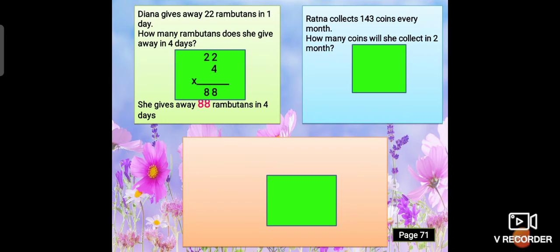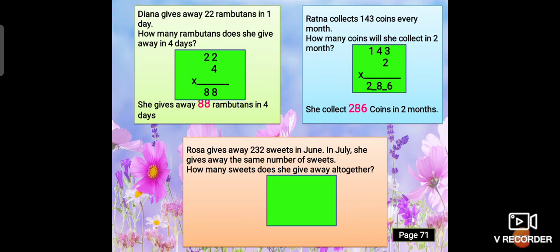Very good. Now let's work on the next. Ratna collects 143 coins every month. The question is, how many coins will she collect in 2 months? What should we do? 143, we need to multiply with 2. So let's work on ones first. 3 times 2 equals to 6. 4 times 2 equals to 8. And 1 times 2 equals to 2. So 286. Very well. So she collects 286 coins in 2 months.